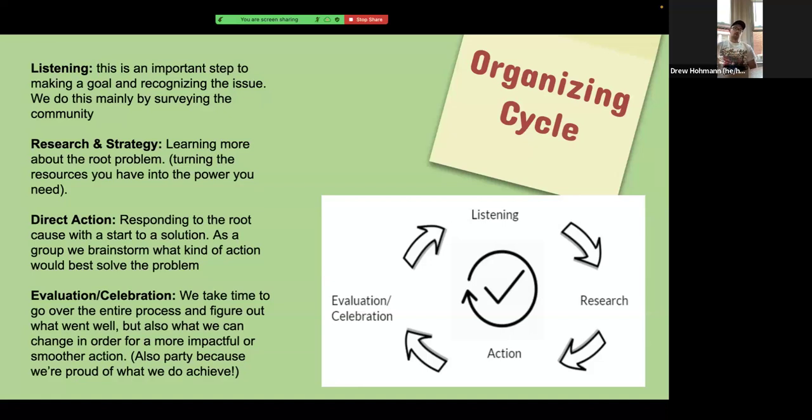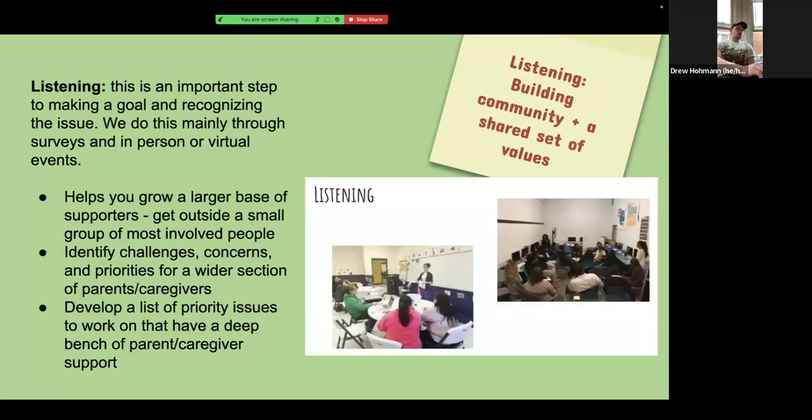And then we start back over. We're always doing that listening. We're always researching those issues, having the action, evaluating over and over again. This cycle is very important to getting this stuff done successfully. We can go to the next slide. So we're going to explain each of these in a little more depth here. This is definitely the important step to making a goal around an issue and recognizing that issue.